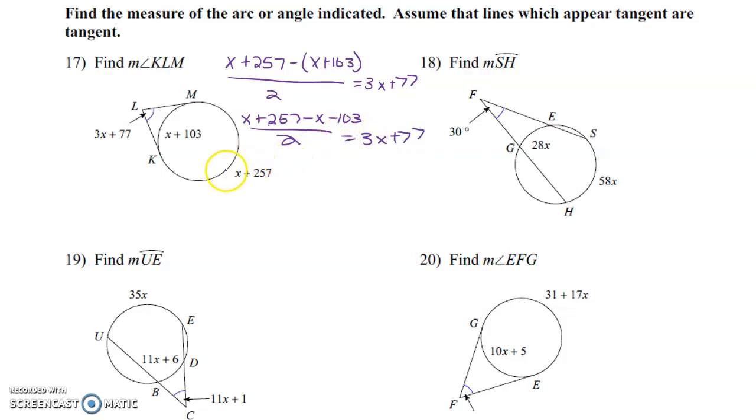Okay, so then we're going to end up with our x's canceling out here, which is interesting. And so we end up with 154 equals 6x plus 154. And once again, you end up with 0 equals 6x and x equals 0. When we plug that in, then we find that the measure of angle KLM, I put 0 here, 3 times 0 is 0, plus 77, that would be 77 degrees.